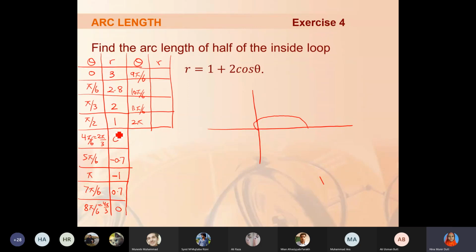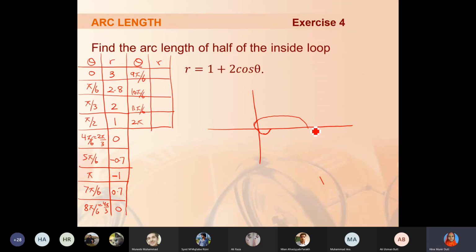We can also take some value of theta between pi/2 and 2pi/3 and we will get the values over here. No, the negative values. At 5pi/6, r is equal to -0.7. 5pi/6 lies in the second quadrant, so in the opposite direction of 5pi/6, I will get some values over here. At pi, it is equal to -1. This is my theta is equal to pi, so I will draw it in the opposite direction. This is my pi. So I will get the inner loop, this.